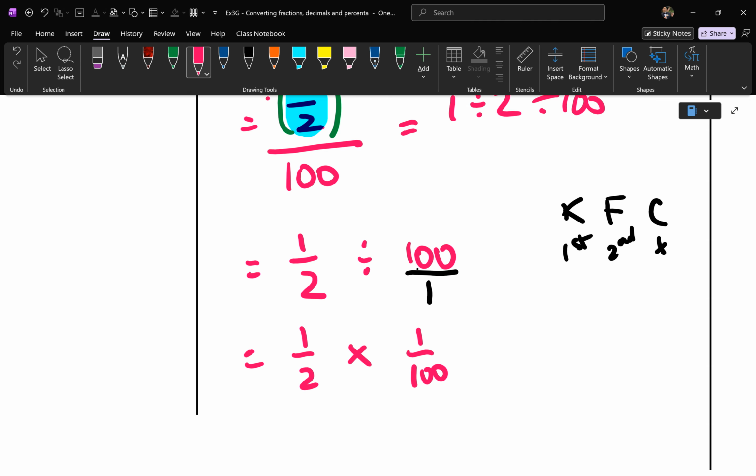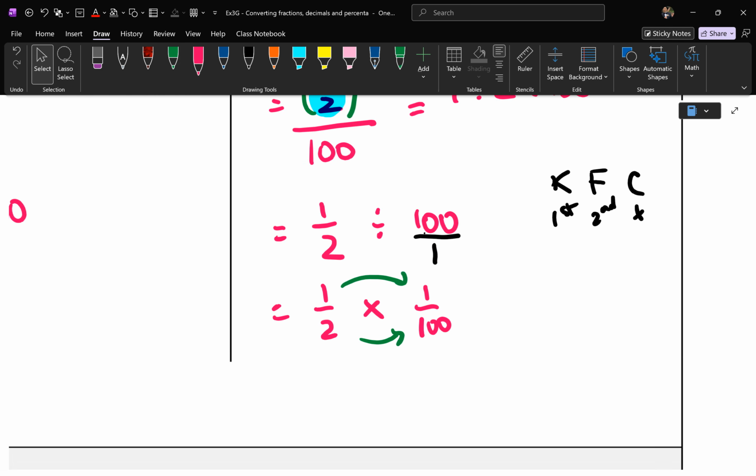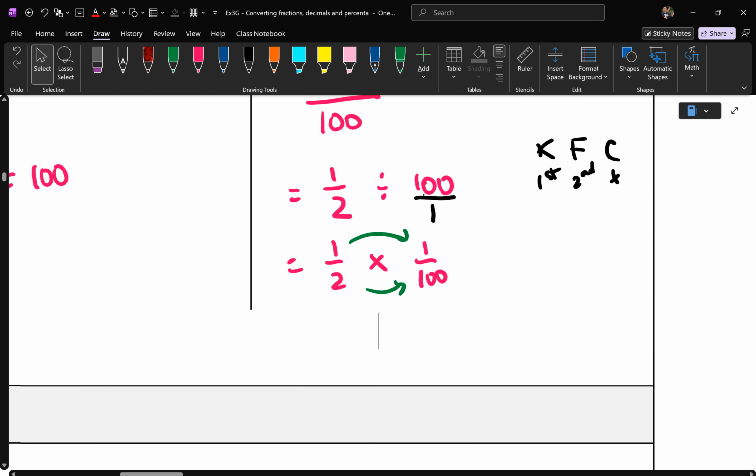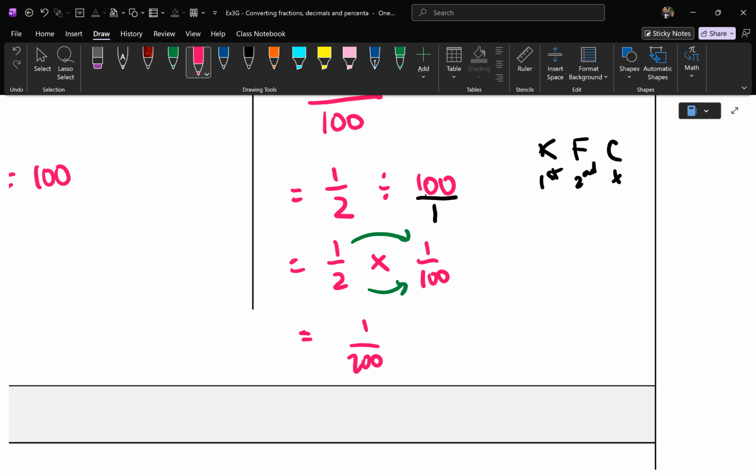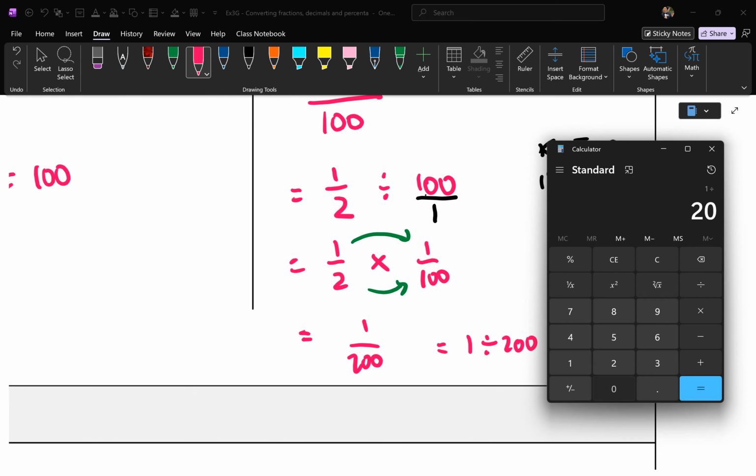Now, how do you multiply fractions again? What do you do? Top with top, bottom with bottom. Yeah, that's it. This is what my year 11 methods students are prompted to do. So it's 1 over 200, which, yes, you can either work out on your calculator or do by hand. This just means 1 divided by 200. That's all it means. On a calculator, if you did 1 divided by 200, it's 0.005.